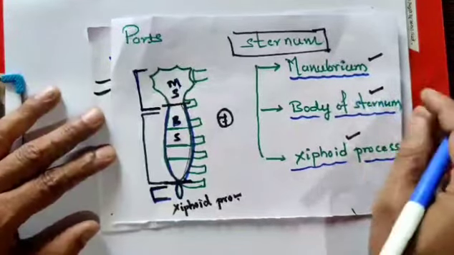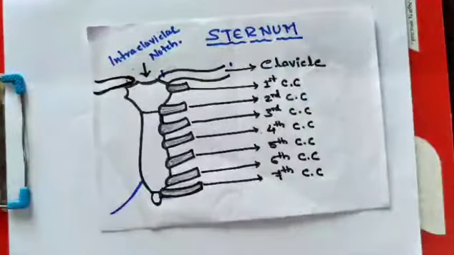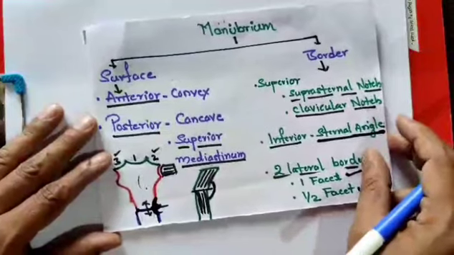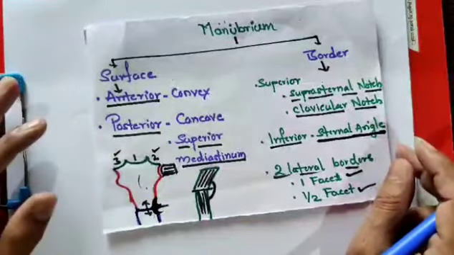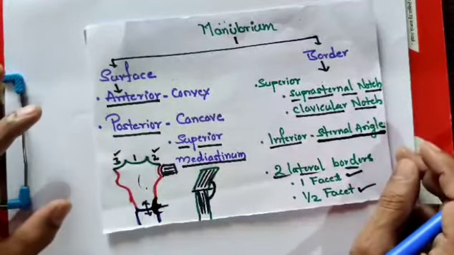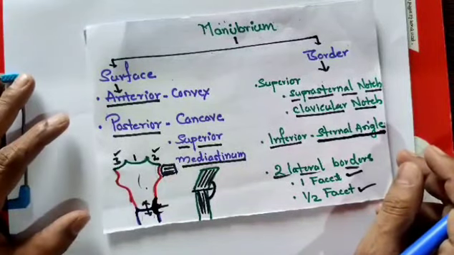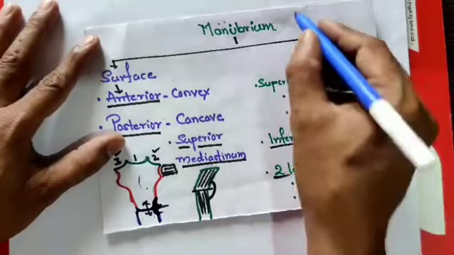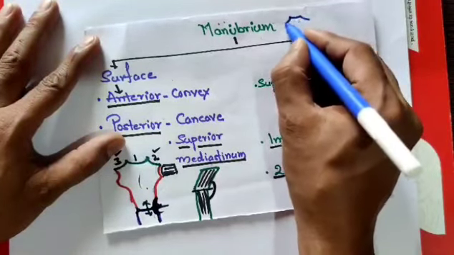Now one by one we are going to discuss. First we are going to discuss the manubrium sterni. The manubrium sterni is the upper part, the first or uppermost part of the sternum. This manubrium sterni is quadrangular in shape. Quadrangular in shape means it is like this.